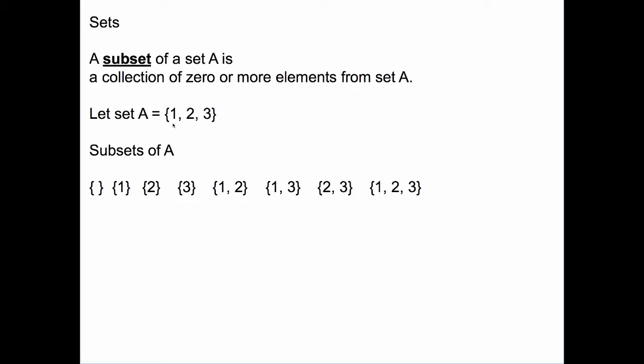So if we take the set A as an example to be the set 1, 2, and 3, we can list all the subsets of A this way. The empty set, the set containing 1, 2, 3, those 3 sets, then the set containing 1 and 2, the set containing 1 and 3, the set containing 2 and 3, and the set containing 1, 2, and 3. Those are all the subsets of A.